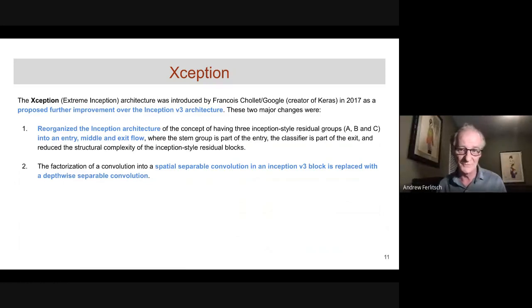But in Xception, there were two major changes to the Inception v3 architecture. First, it reorganized the architecture into three Inception-style residual groups called A, B, and C, which are referred to as the entry, middle, and exit flow. And here, the stem group is part of the entry, and the classifier is part of the exit. And then there was a further factorization of a convolution into what they referred to as a spatial separable convolution. Oh, I'm getting that wrong. Okay. The spatial separable convolution in Inception v3 was refactorized into a depthwise separable convolution, which I'll explain shortly.